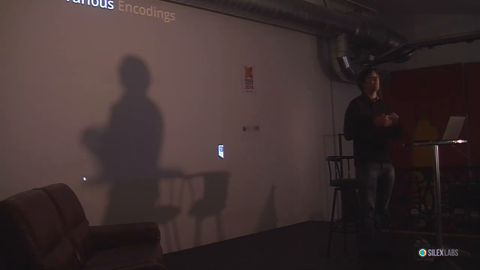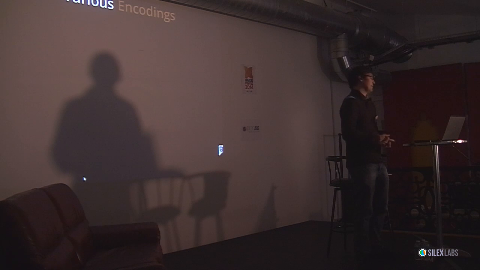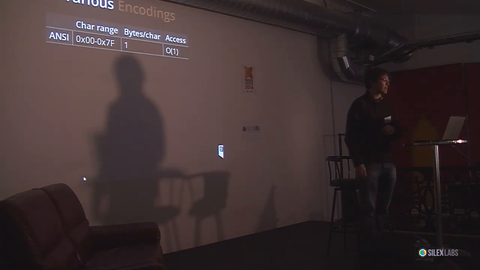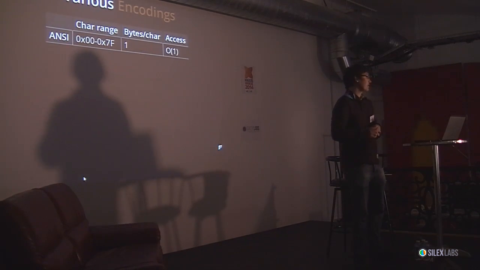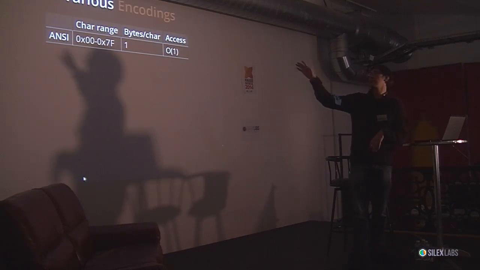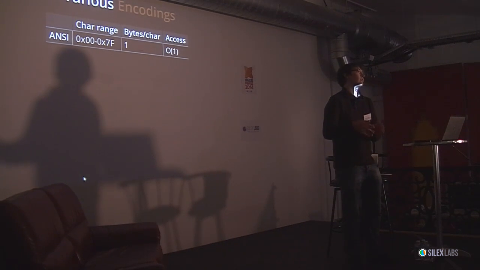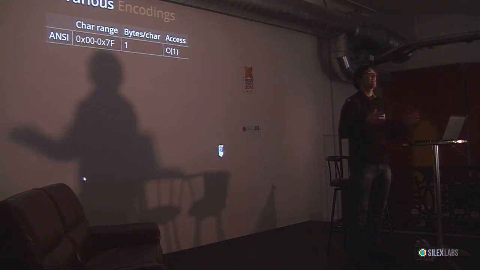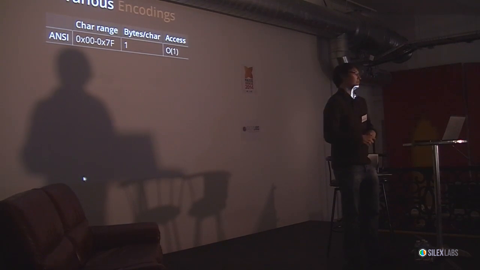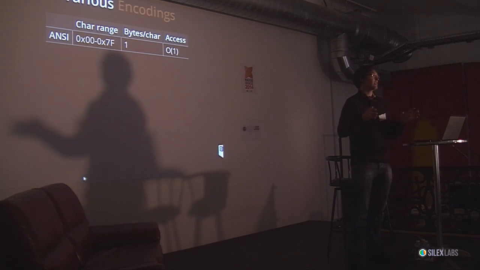Let's see the various encodings that are available for strings. First one, quite easy, is ANSI. ANSI has a character range of, let's say, from 0 to 7F, so from 0 to 127 in decimal. That's half a byte somehow. So every character takes a single byte, no problem.